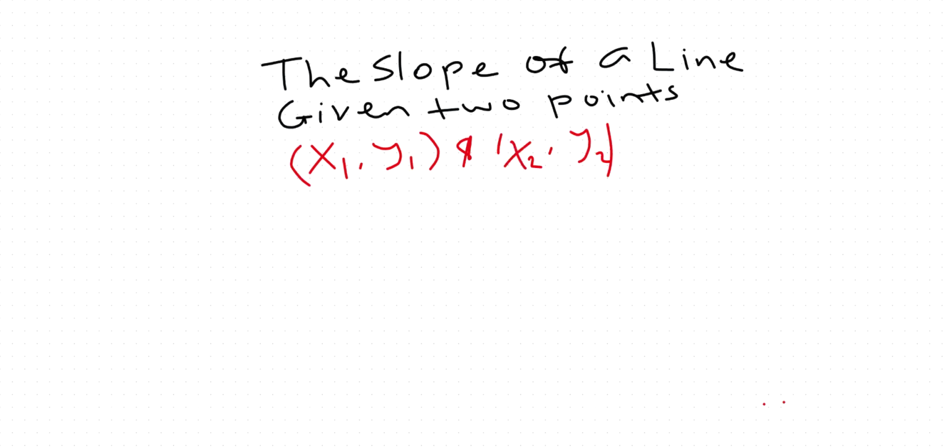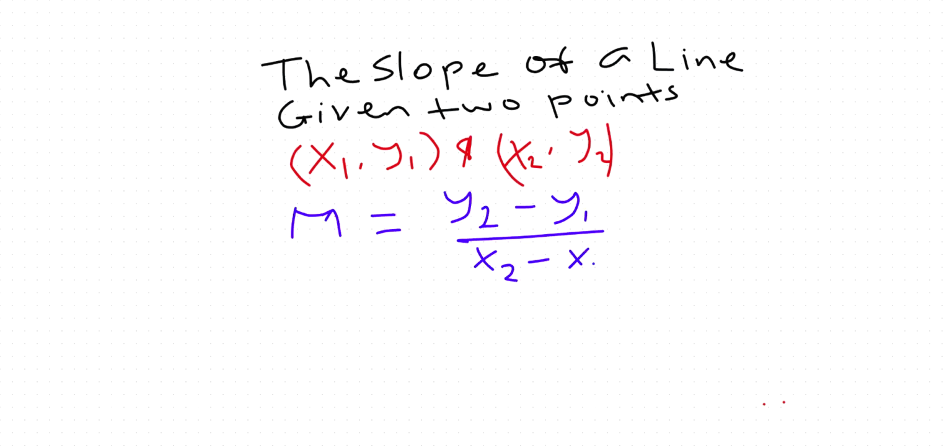So we're going to have an example. Luckily enough, we have a formula that will help us, and the formula is m equals y2 minus y1 all over x2 minus x1. That is change in y over change in x. Change in y over change in x.